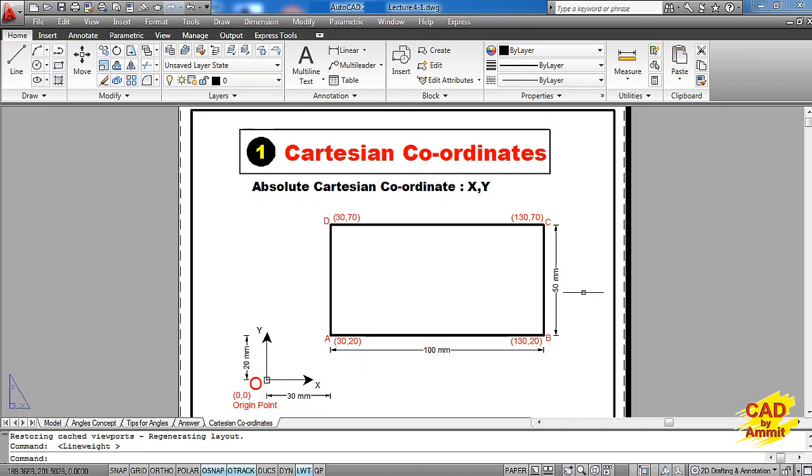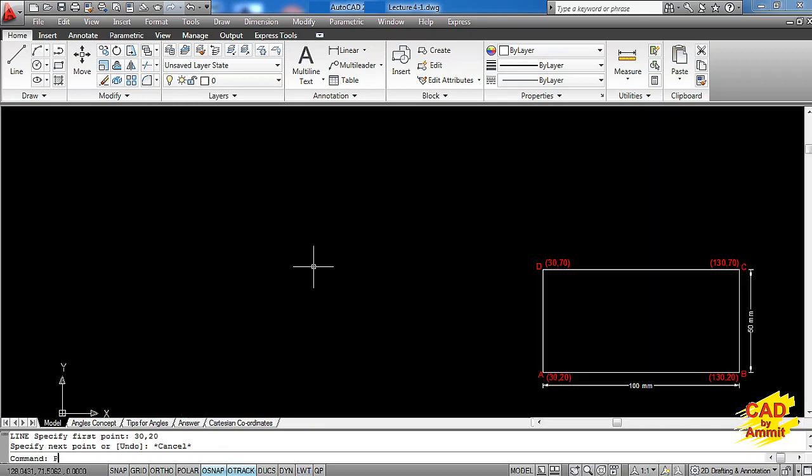The absolute Cartesian coordinate for point C will be 130, 70 because the horizontal distance is 130 and the vertical distance will be 20 plus 50. So this will be 130, 70. And finally, point D will have an absolute Cartesian coordinate 30, 70 because the horizontal distance is 30 and the vertical distance is 20 plus 50, that means 70. So once we calculate the Cartesian coordinates of all the four points, we can create this geometry quickly. So let's move to the model space.